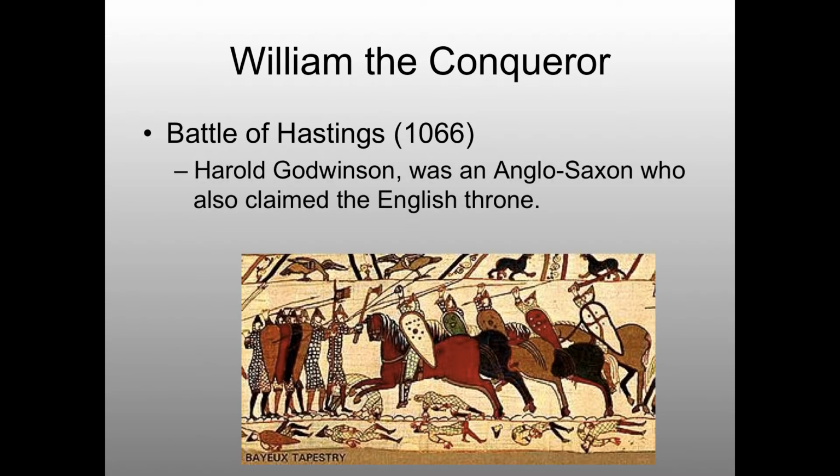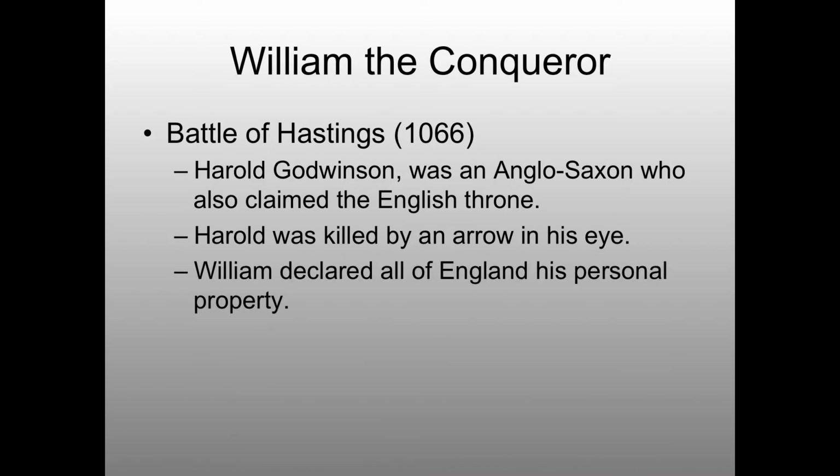The Battle of Hastings. Harold Godwinson was an Anglo-Saxon who also claimed the English throne. Harold, however, was shot in his eye by an arrow during this battle, which will give William the victory in England. And so England will become officially a part of William the Conqueror's lands. William the Conqueror will be the declared winner and the king of England. Harold Godwinson is not going to be a threat anymore once he is shot in the eye by an arrow.